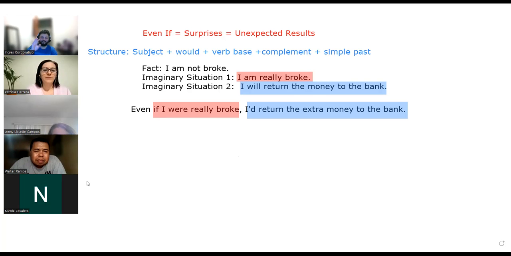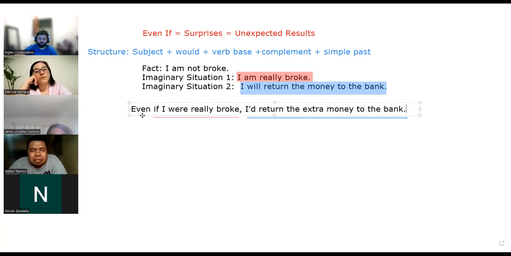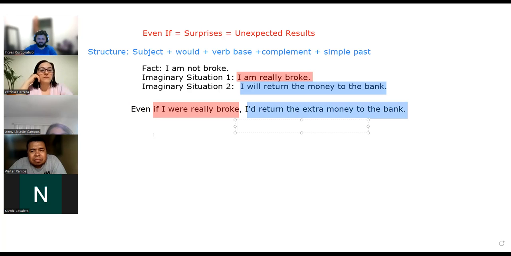All right, hold on. We got Jenny and then Walter. Yes, Jenny. I think when you use even if, it's because it's an expected result. But when you use if, it's reality. Exactly. So the thing, guys, is that when we use even if, even talks about an unexpected result, okay?